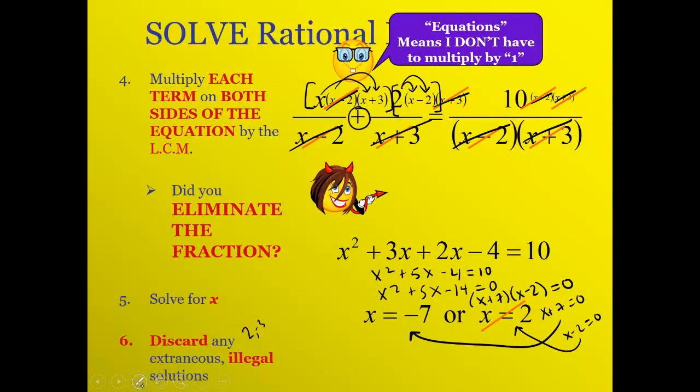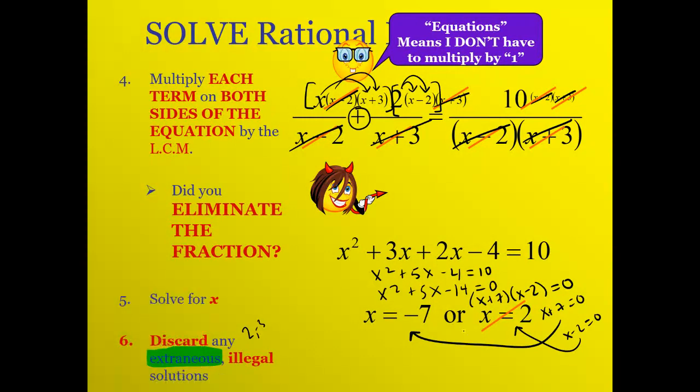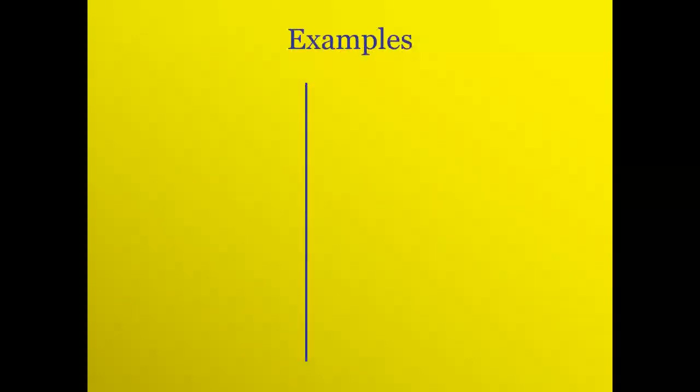Is that a new word? No, I'm blanking if it is. Well, if it is, add this to your vocab. I don't know if you have a vocab list, but if you do, add it. It's an extraneous solution, so x equals -7 is my solution to this. There's only one. Okay, let's do some examples.